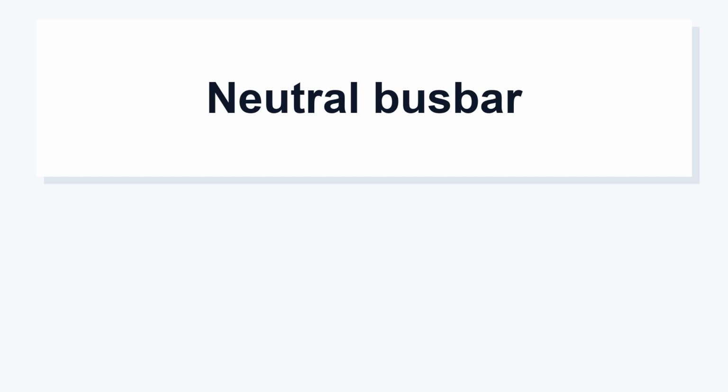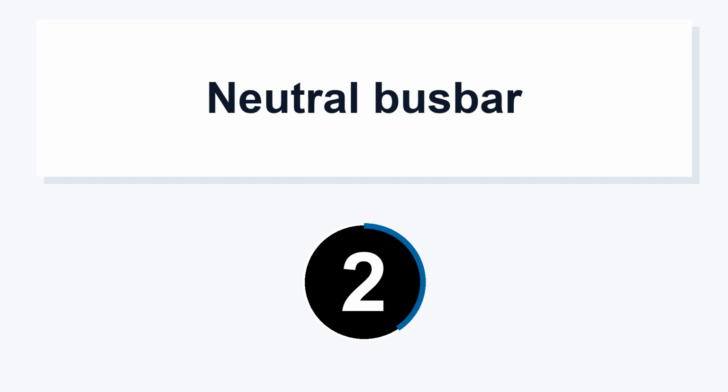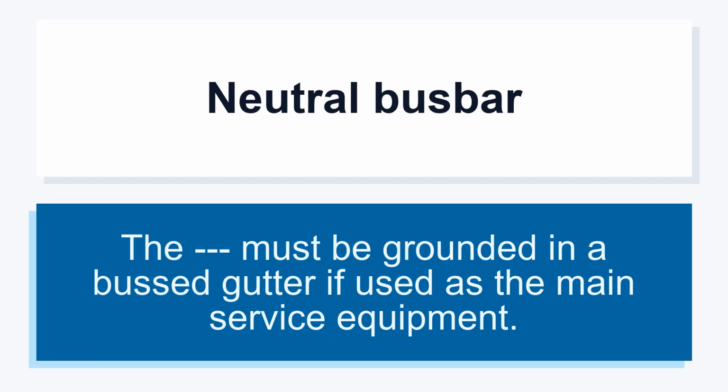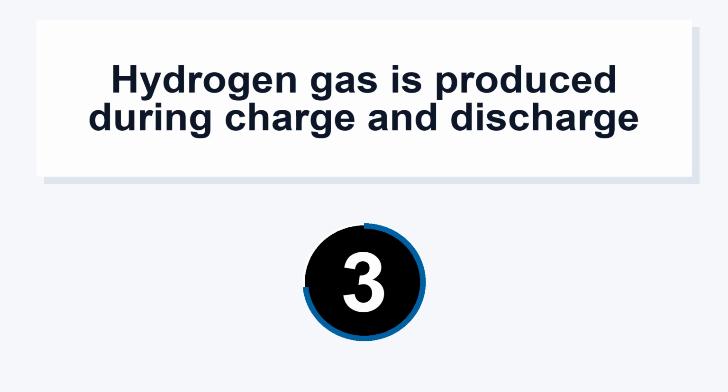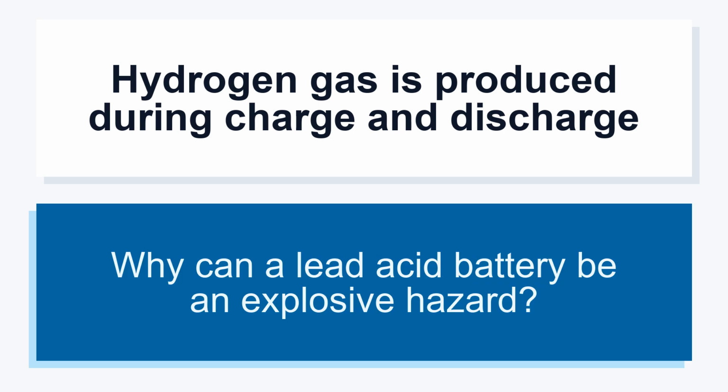Neutral busbar. That must be grounded in a bus gutter if used as the main service equipment. Hydrogen gas is produced during charge and discharge. Why can a lead-acid battery be an explosive hazard?